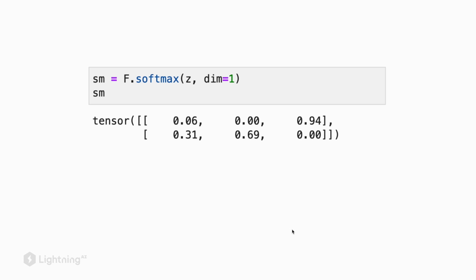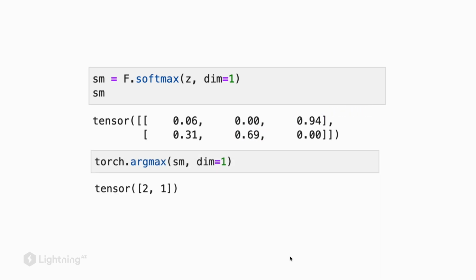Looking at each row separately, we see that index 2, the third item here, corresponds to the largest score for training example 1. And for training example 2, in the second row, we see that index 1 has the largest value. All that the argmax function is doing here is essentially returning these values. So in the first row, it returns 2, and in the second row, it returns 1.